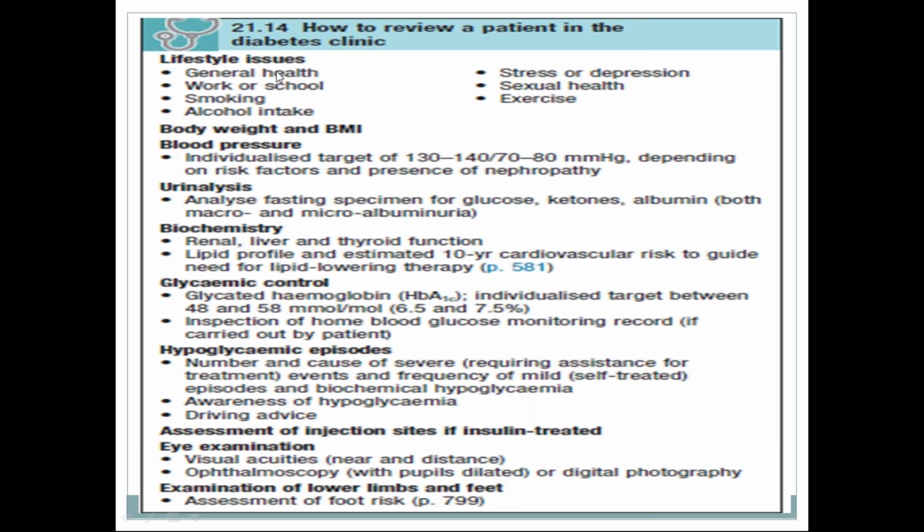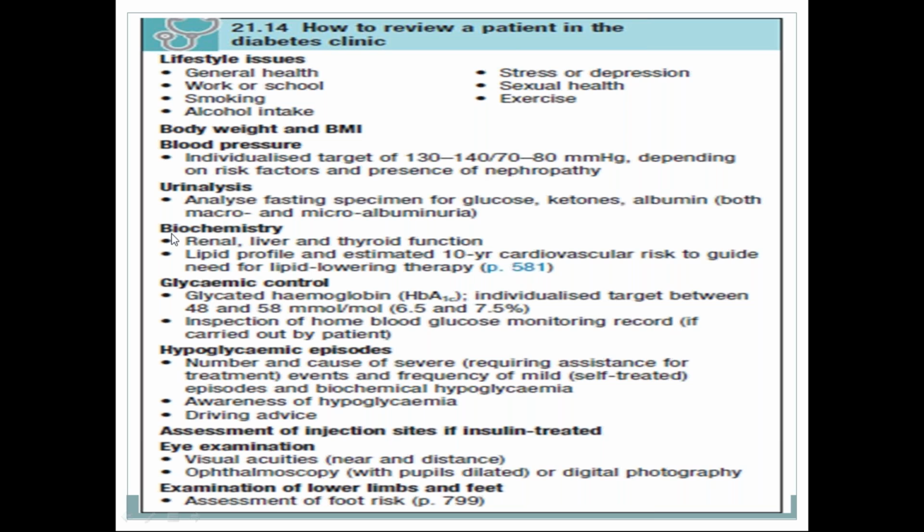At every checkup you should check blood pressure, which should ideally be kept at 130 by 70, or 140 by 80 maximum. 130 to 140 is systolic blood pressure, and 70 to 80 is diastolic blood pressure. In urine analysis, you should check for the presence of glucose, ketones, albumin, and both micro and macro albuminuria. Most commonly, microalbuminuria is detected three years before macroalbuminuria occurs.